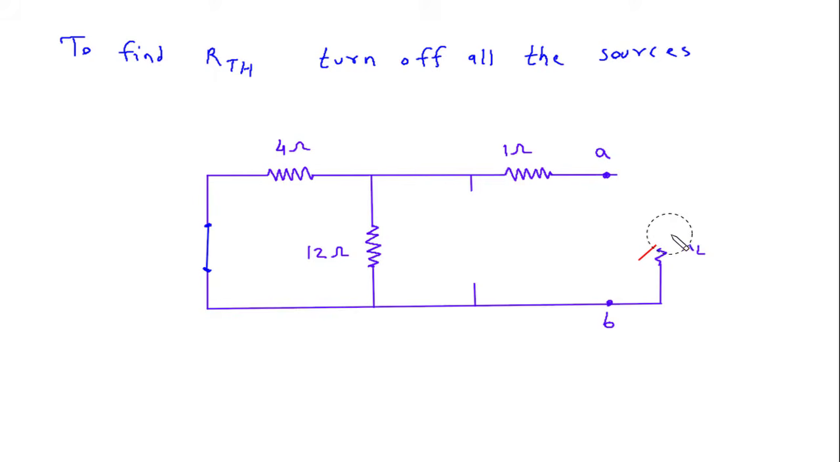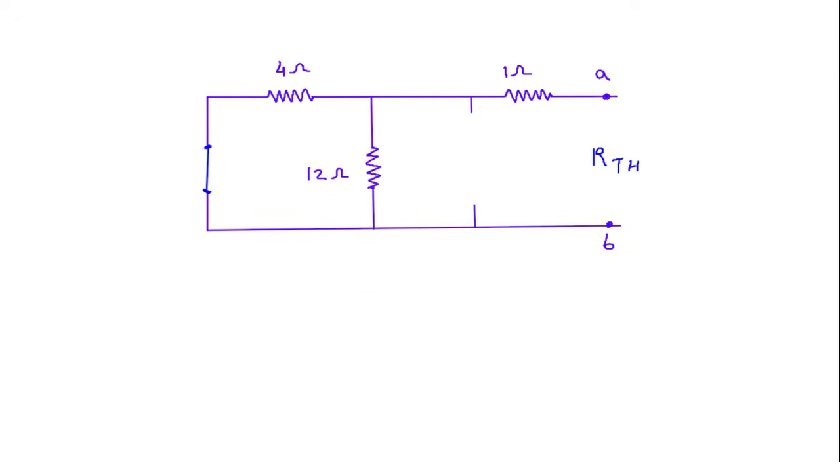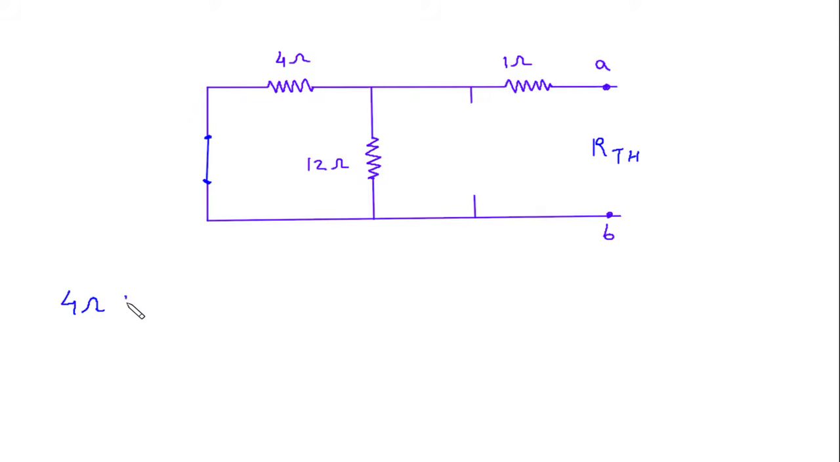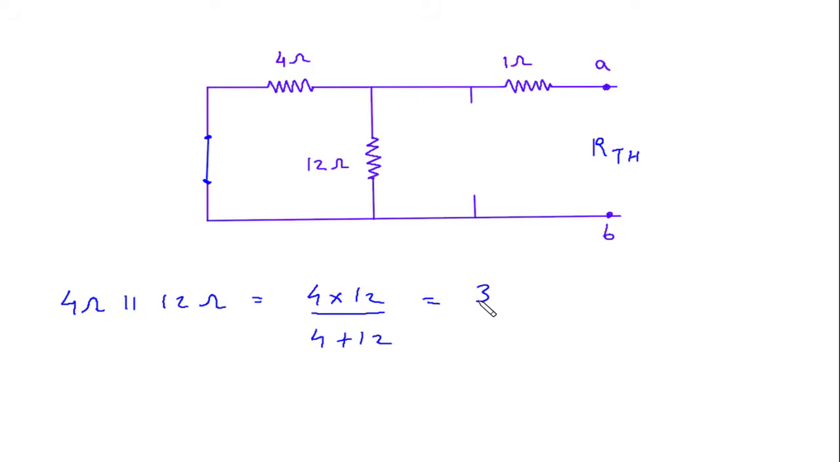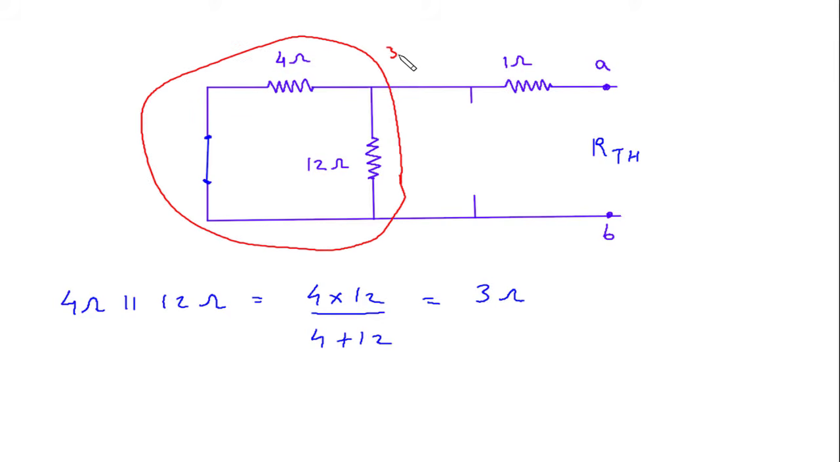And here in place of RL, this will be RTH. So this will be 4 ohm parallel with 12 ohm, 4 into 12 by 4 plus 12, this will be 3 ohm. Now this 3 ohm is in series with 1 ohm.